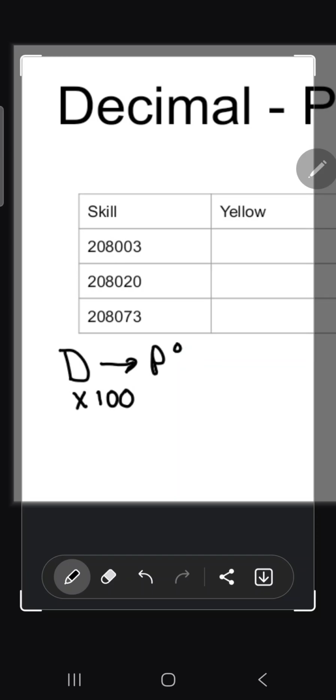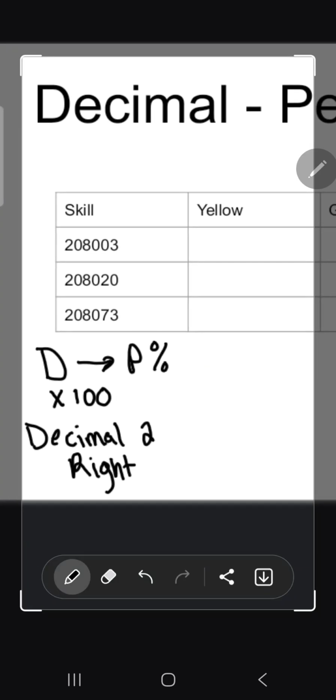And remember, a percent would have a percent sign. And another way to look at this is when you multiply it by 100, you could move the decimal 2 to the right. And that would be the same as you multiplying by 100. Now, if we're moving from a percent to a decimal, we do the exact opposite. We take the percent and we would divide by 100, and that would give us our decimal. And remember, it starts with a percent, and then it would end without a percent. This would be the same as moving your decimal 2 to the left.